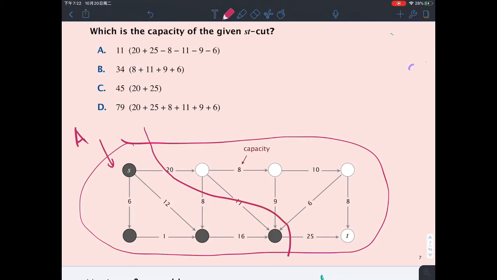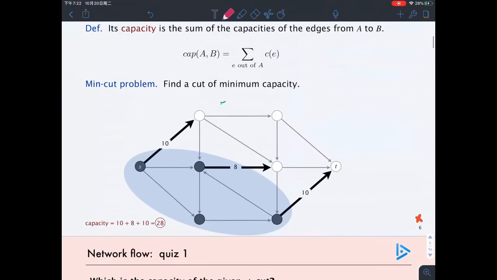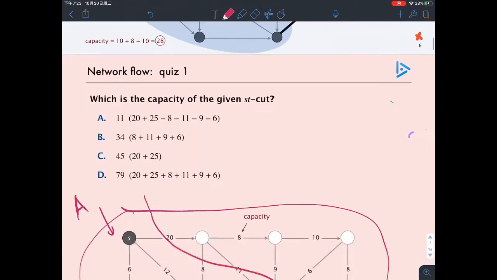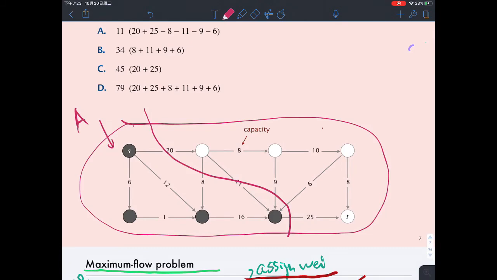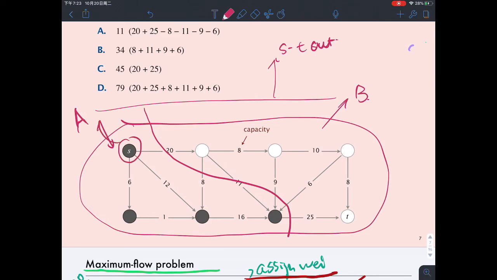Now the slide is saying that let's partition this graph into two halves, right? All the black nodes are called the A portion. So this is the definition of A. And all the white nodes are called the B set. So let's first verify that this is the ST cut.